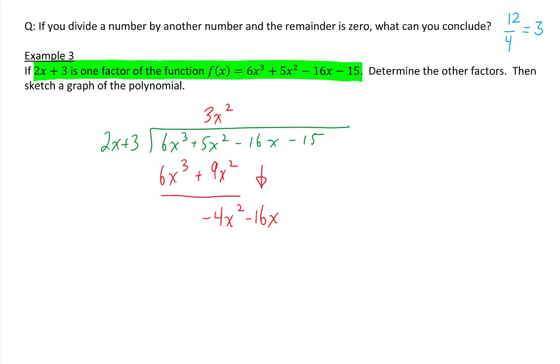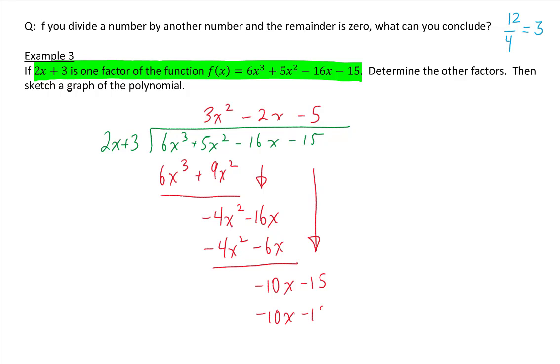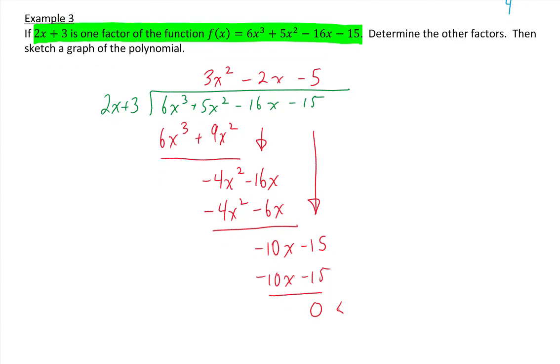So to get rid of the negative 4x squared, I'm going to multiply 2x plus 3 by negative 2x. So that gives me negative 4x squared minus 6x. Subtracting these two expressions, I get negative 10x. Finally, we bring down the negative 15. I'm going to multiply the 2x plus 3 by negative 5. And that gives me negative 10x minus 15, which gives me a remainder of 0.